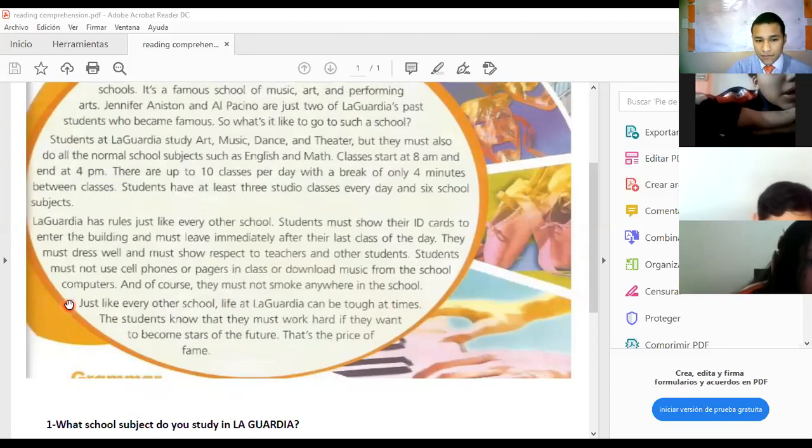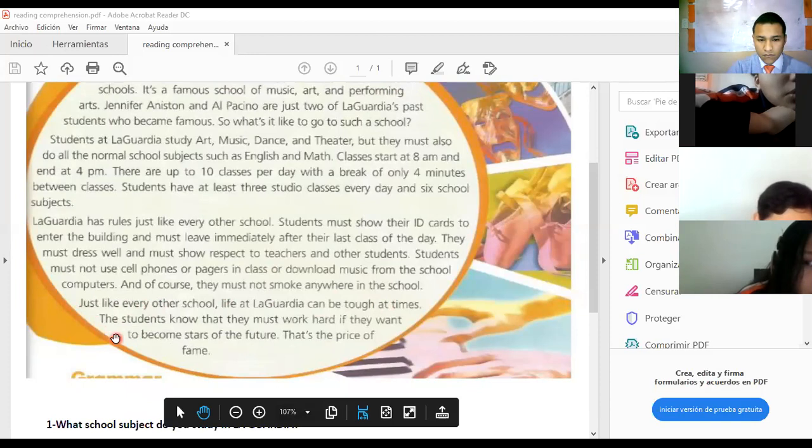Just like every other school, life at La Guardia can be tough at times. The students know that they must work hard if they want to become stars of the future. That's the price of fame.